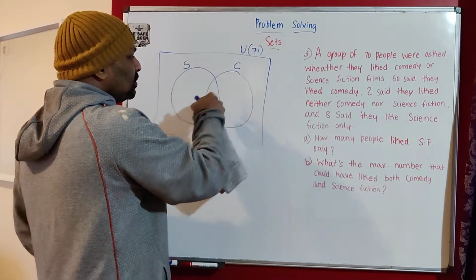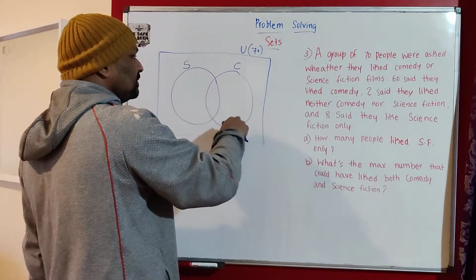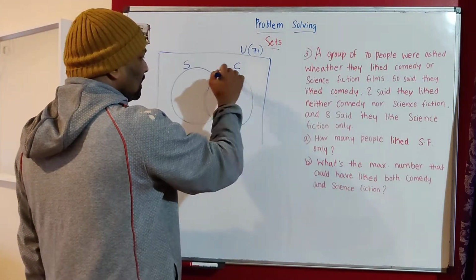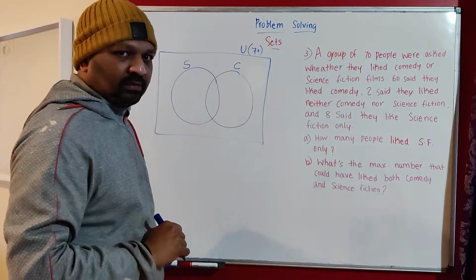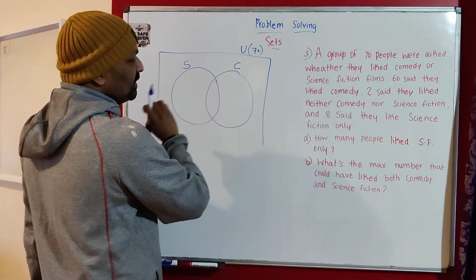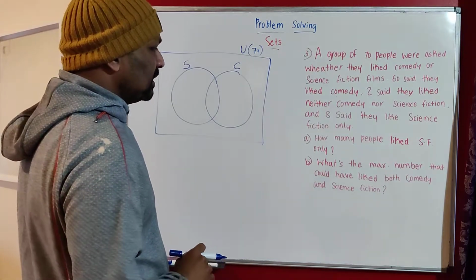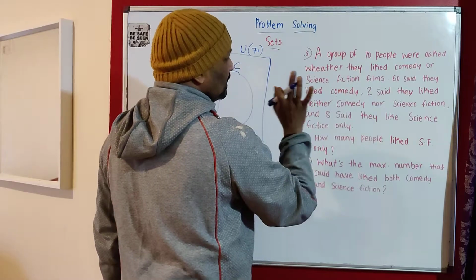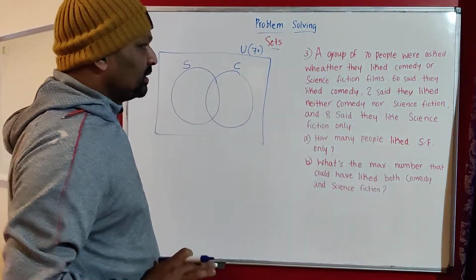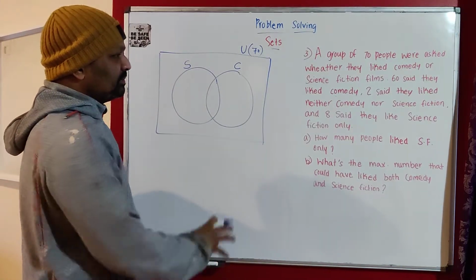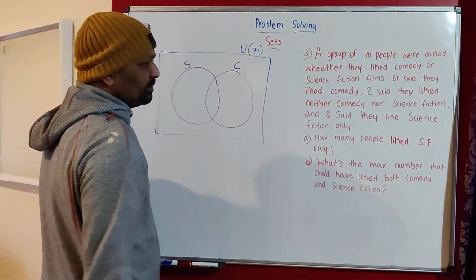Together, the entire circle has 60 people. Right? Yeah, that is fine. But that 60 you cannot fill in here. How many people like science fiction? Okay, 60 said they like comedy. Let's keep that aside. We should not fill it in with that statement. We should not fill any of the regions now.